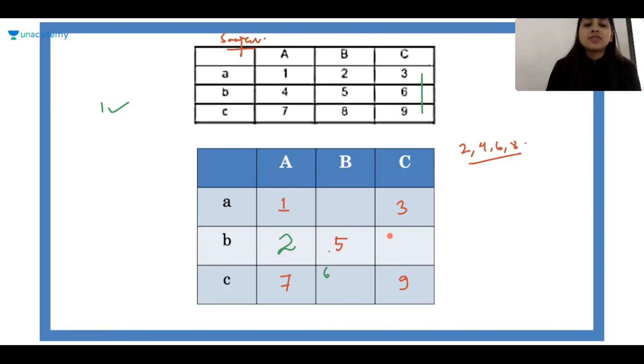Done. Next, we'll fix 8 here instead of 6. If you fix 8 here, 7, 8, 9. Gone. No case here. So with 2 everything is done. We kept 2 fixed and tried to circulate everything else, mixing and matching, and we saw that we just got one correct case.